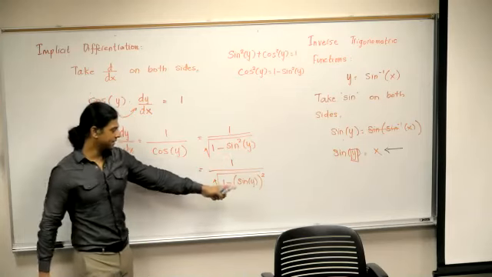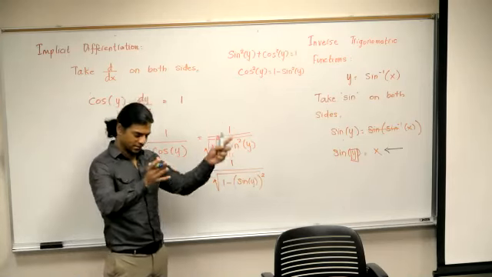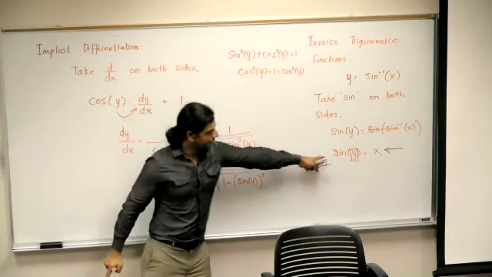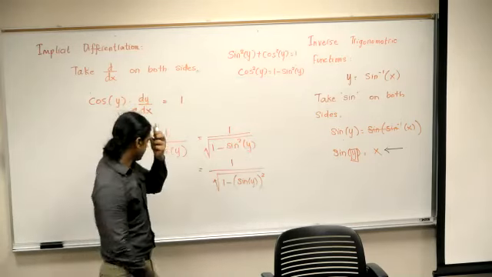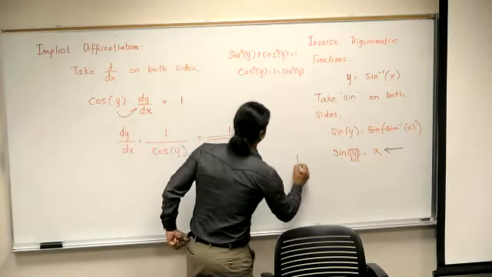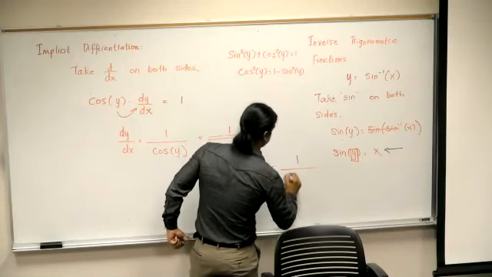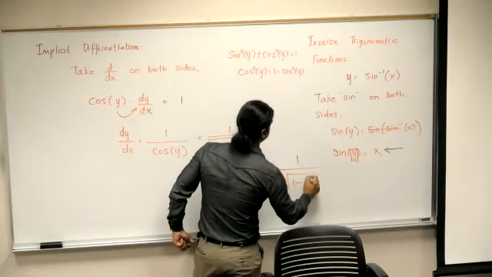Sine squared y is the same as sine y squared. I know x is sine y, so I can rewrite this as 1 over square root of 1 minus x squared.